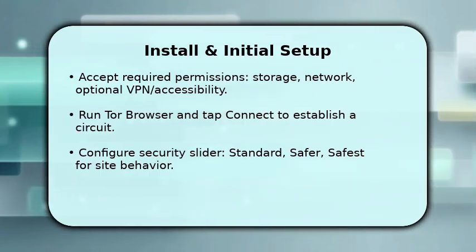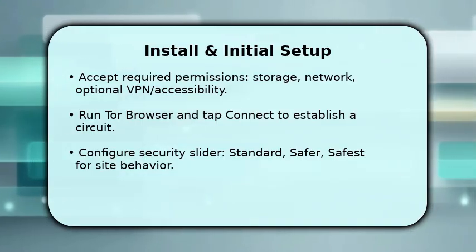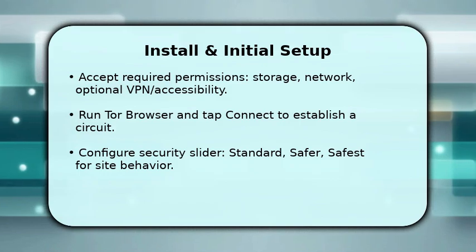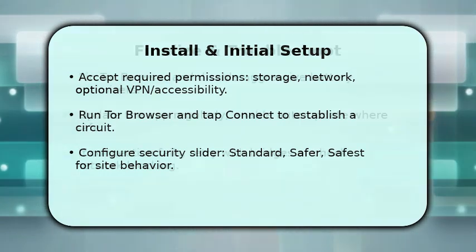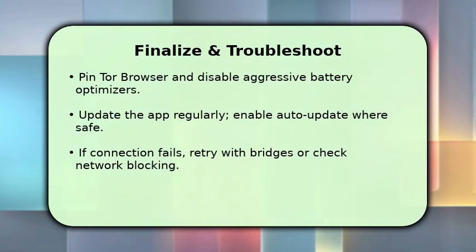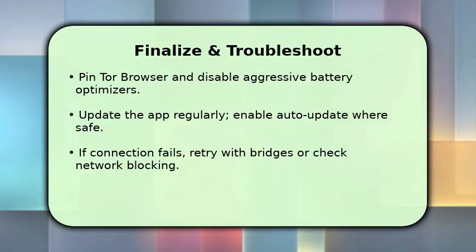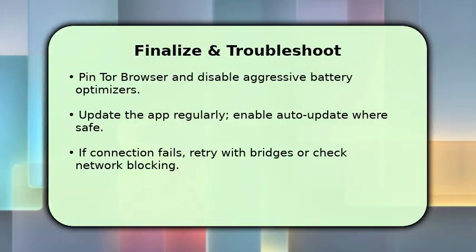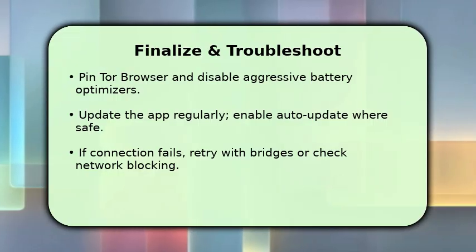Then open the security settings and choose Standard, Safer, or Safest, depending on the balance you want between functionality and safety. Once configured, test by visiting the Tor check page to confirm you're on the network. To finalize, pin Tor Browser to your home screen and disable any battery optimizer that may kill background connections. This preserves Tor circuits. Make sure auto updates are enabled so you receive security fixes.